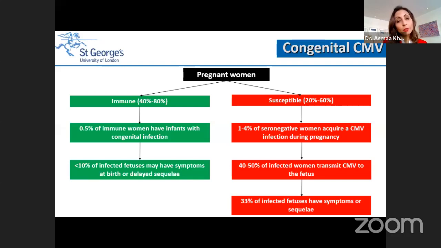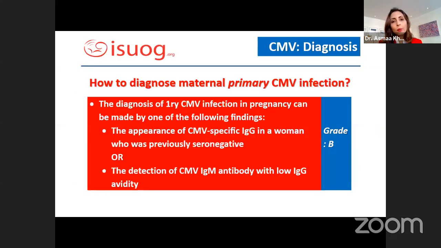The ones that are immune, which as I said is about 40 to 80% depending on the population, about 0.5% of them will actually get congenital infection, whether from secondary infection or reactivation. And in this group of fetuses with congenital infection, less than 10% will actually have symptoms or problems at birth. So how to diagnose maternal primary CMV infection?